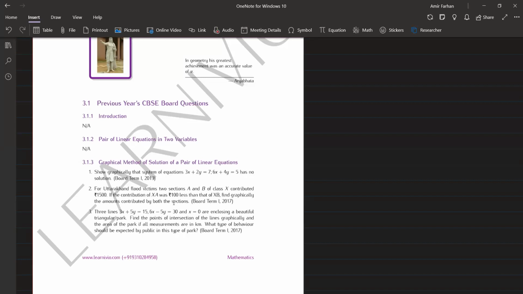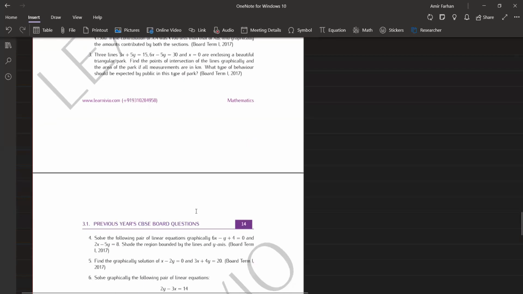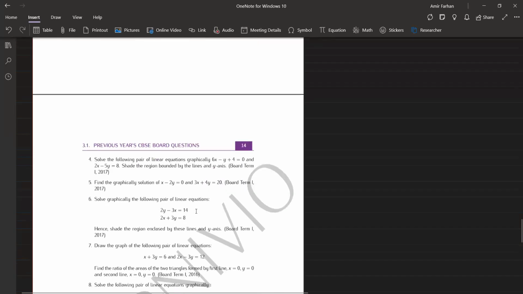Download the PDF of graphical solution. This is the first topic in the app of pair of linear equations. I have downloaded and pasted it here for my reference.